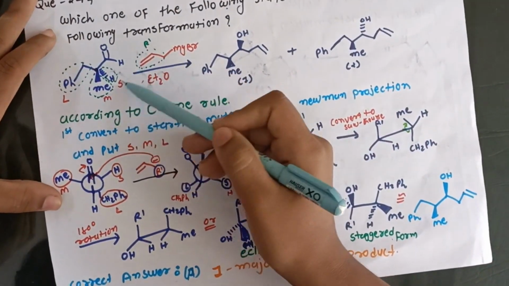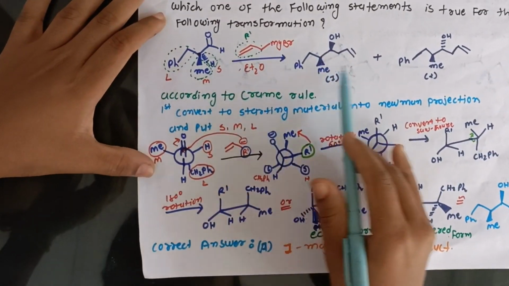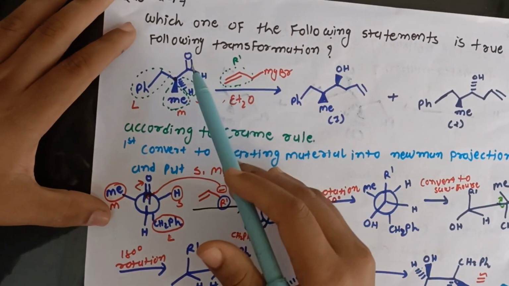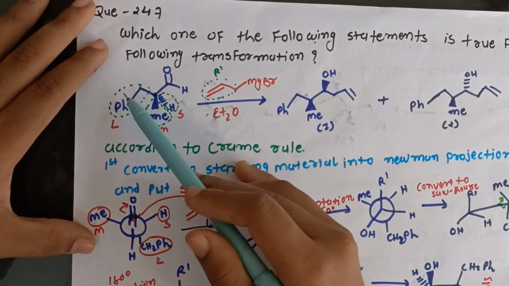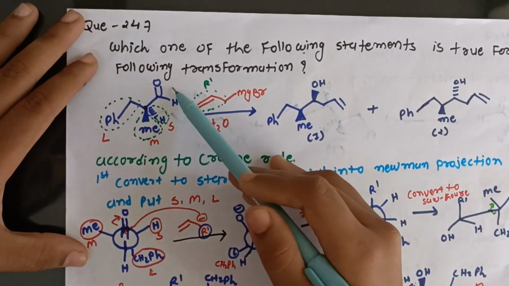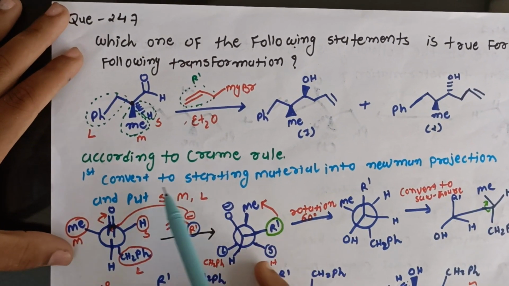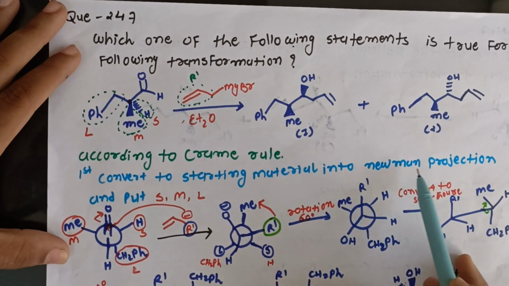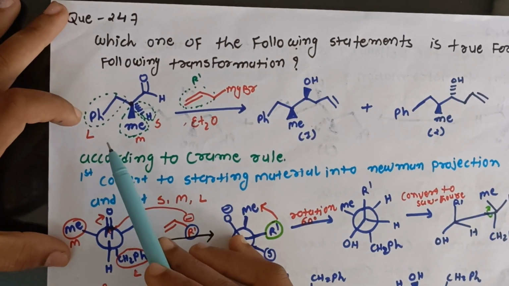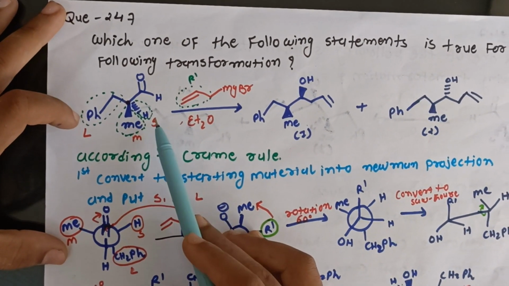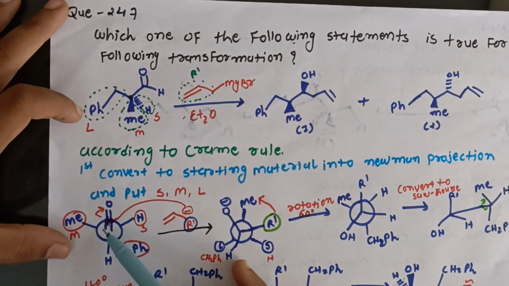Now in this starting material, this transformation follows Cram's rule. According to Cram's rule, the large substituent and the carbonyl are opposite to each other. That's why, according to Cram's rule, first convert the starting material to the Newman projection and put the large substituent, medium substituent and small substituent. This is the Newman projection.